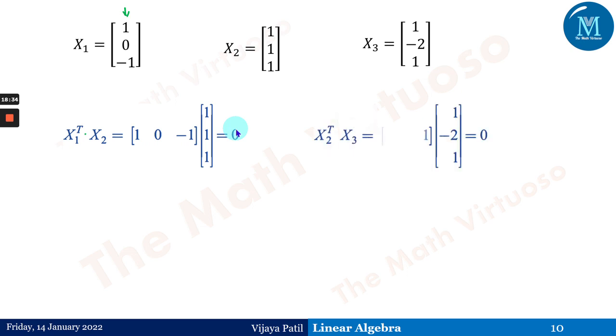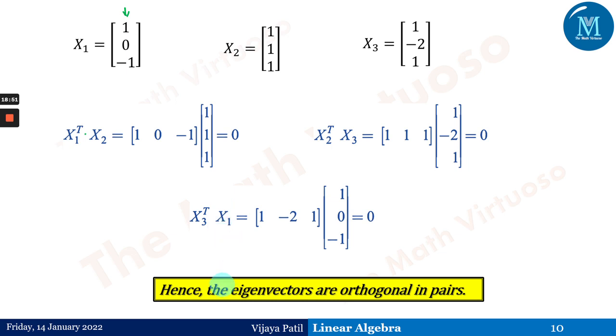Similarly, x2 transpose into x3 gives 1 1 1 as a row, and 1 minus 2 1 as a column matrix. If we multiply them, we get the value 0. Similarly, the third one also. That means, hence, the eigenvectors are orthogonal in pairs. All those eigenvectors are orthogonal in pairs. So this is also one of the types of examples you might face, or you might get MCQ type questions in your competitive examinations.